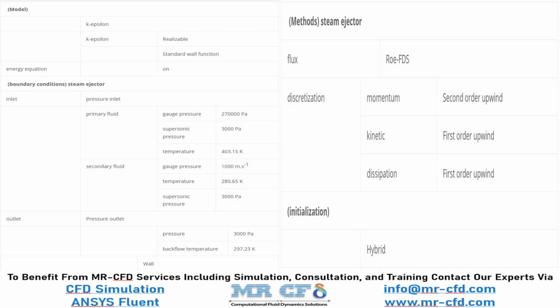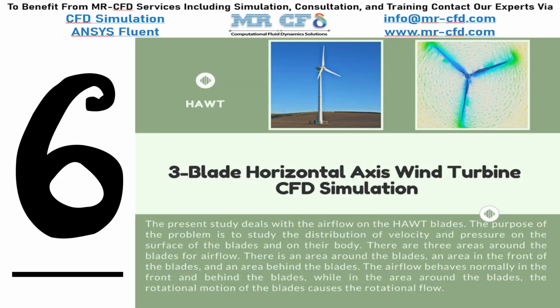This table is a summary of the steps for defining the problem and its solution as a review. The present study deals with the airflow on the HAWT blades, so the purpose of the problem is to study the distribution of velocity and pressure on the surface of the blades.